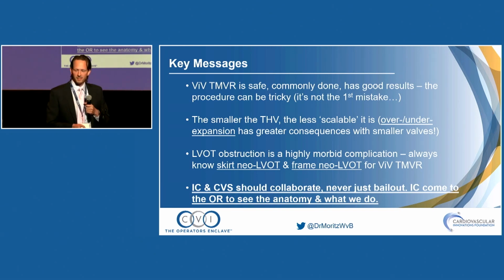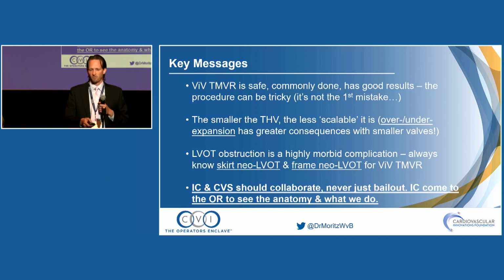The smaller transcatheter heart valves are less scalable. I think the overexpansion of the smaller valves has much greater consequences than with the larger valve sizes, but in general it is not a good thing for these valves. And then LVOT obstruction obviously is a bad problem to deal with, and in hindsight, having known both the frame and skirt neo-LVOT, would they have changed the management?